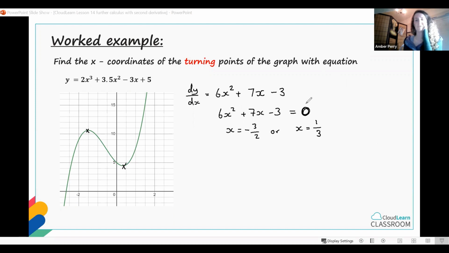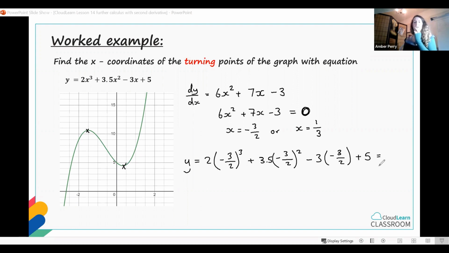So step 1 was to differentiate. Step 2 was to solve the equation. Step 3 is to find the y coordinates by substituting them back in. So y is equal to, and again you are heavily reliant on your calculator here. You wouldn't get a question like this in a non-calculator paper anyway. So type that all into your calculator and get the answer there.